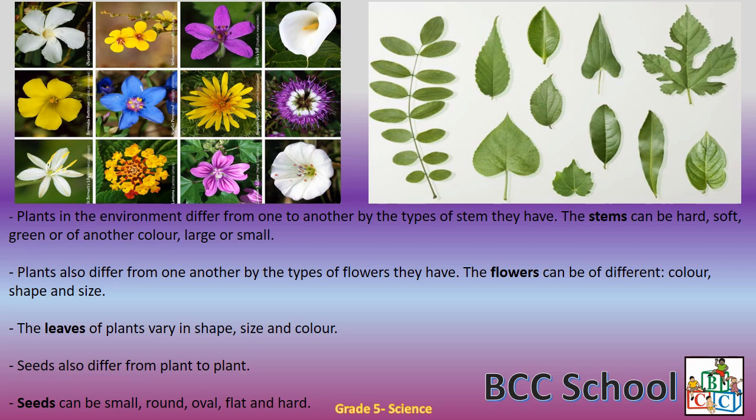The leaves of plants vary in shape, size, and color. As you can see in the second picture, we have leaves of different shape and size. Seeds also differ from plant to plant. Seeds can be small, round, oval, flat, and hard.